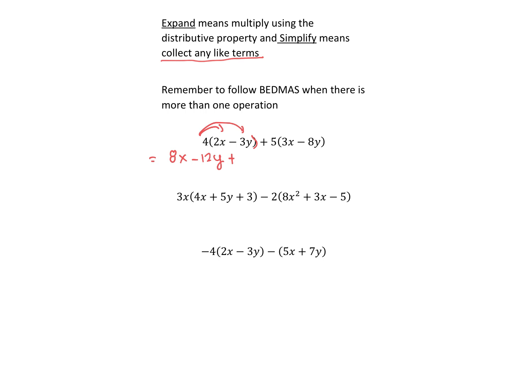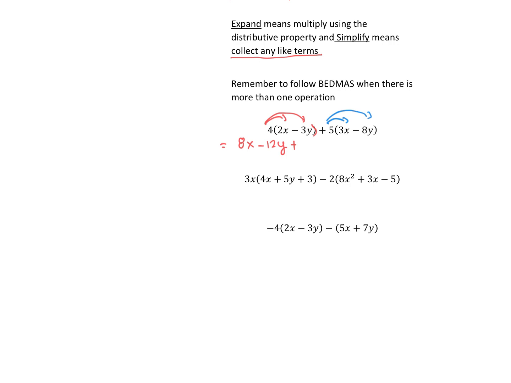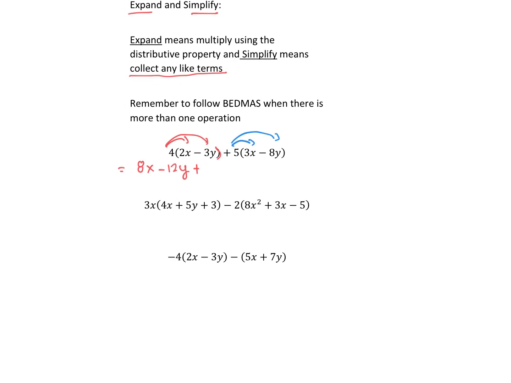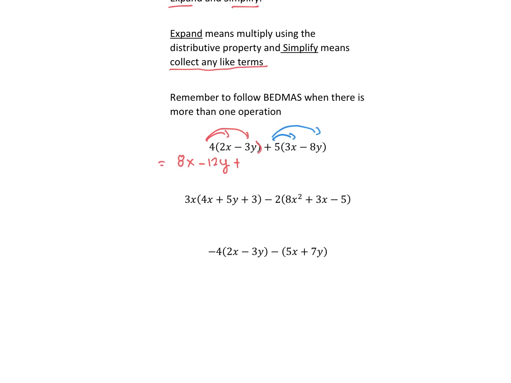So then we have plus, and then the 5 belongs to this bracket. Once we have a closing of a bracket, we're done with that. We move on to the next terms or the next brackets. So the 5 belongs to the 3x minus 8y. So it'll be 5 times 3 is 15x, positive times a negative is a negative.